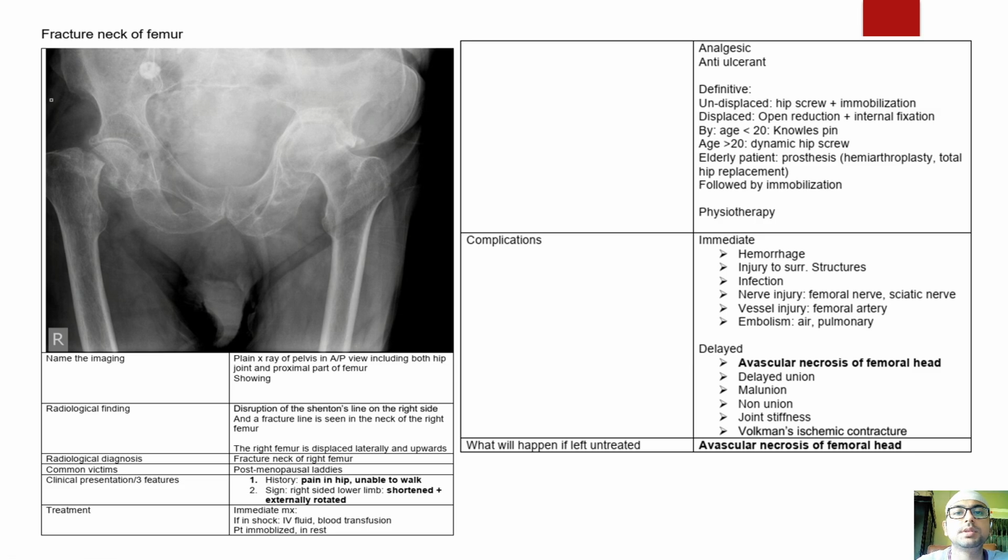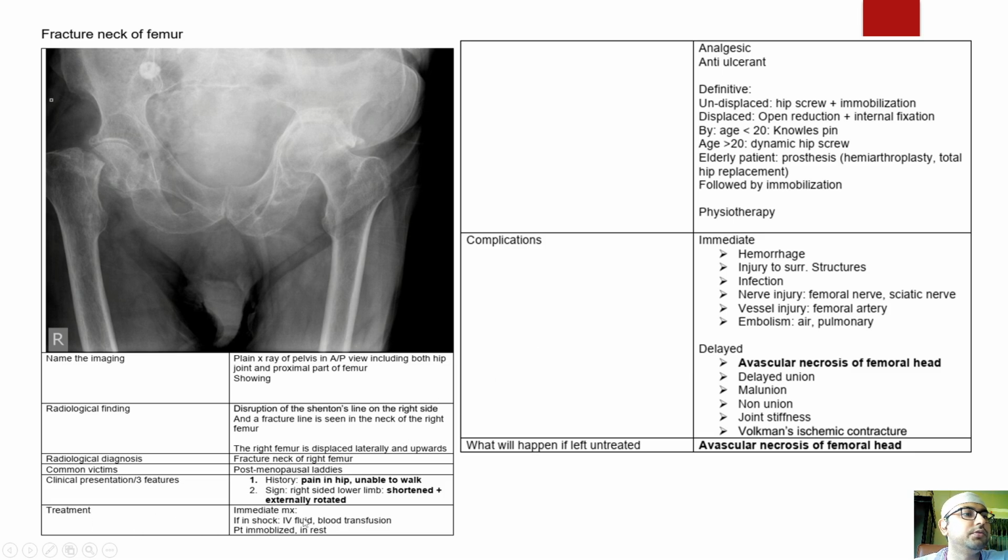The clinical presentation may be pain in the hip, unable to walk, and the right side of the lower limb is shortened and externally rotated. The treatment, immediately, if in shock, is IV fluid and blood transfusions, with the patient mobilized at rest.